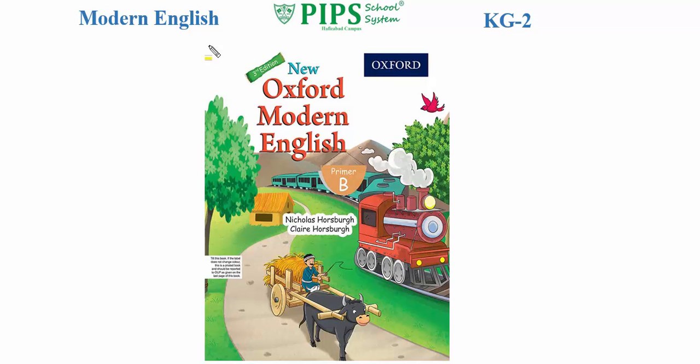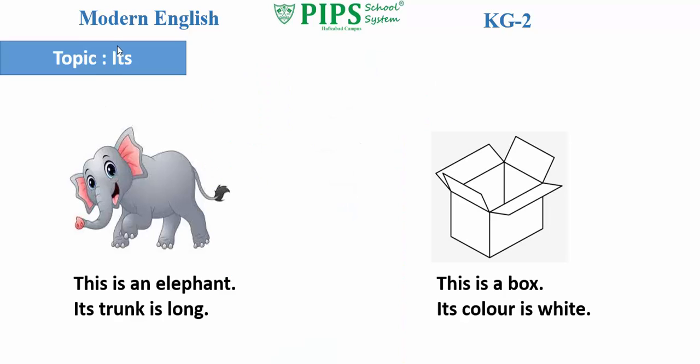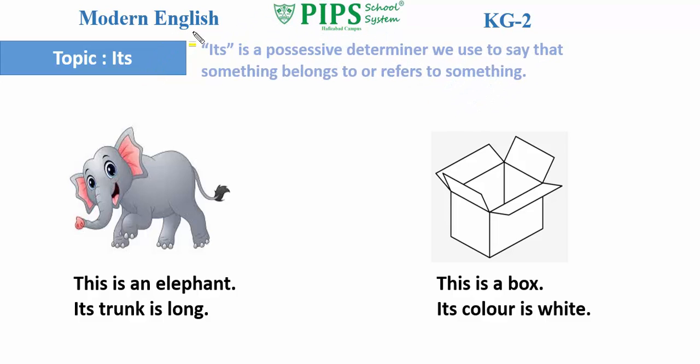Today we are going to study New Oxford Modern English Primer B. Today our topic is its. Its is a possessive determiner. We use it to say that something belongs to or refers to something.